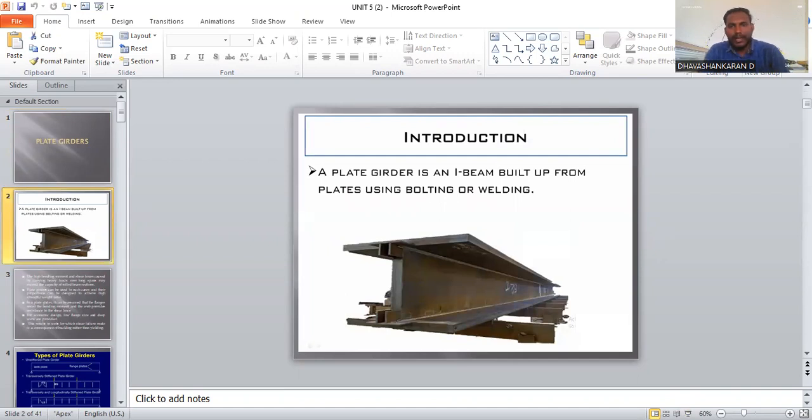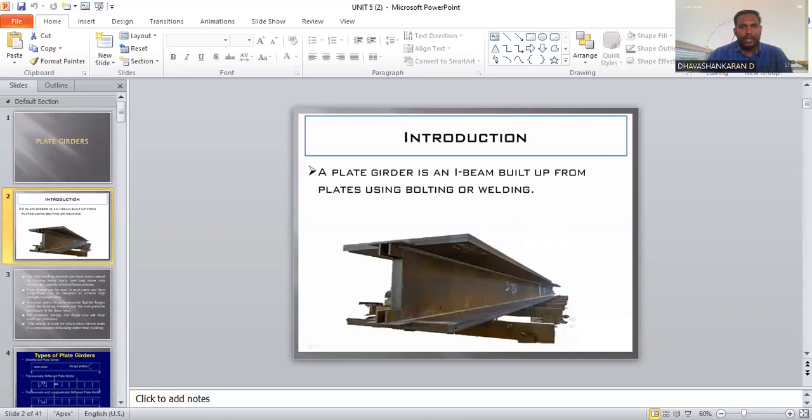Introduction: a plate girder is an I-beam section, an I-beam built up from plates using bolting or welding. It means that it is made up of an I-beam. An I-beam is nothing but a web with a top flange and a bottom flange. It is a combination of top flange and bottom flange with a web plate. So this is called the I-beam, built up from plates using bolting or welding. The connection may be a bolted connection or a welded connection. Generally, these types of plate girders are used in industrial structures.